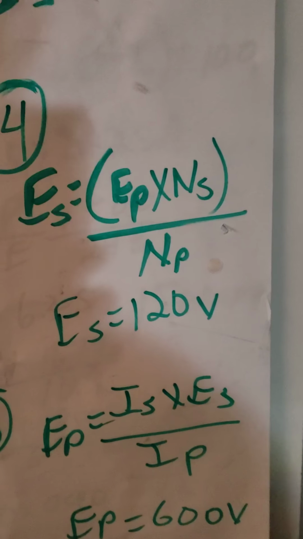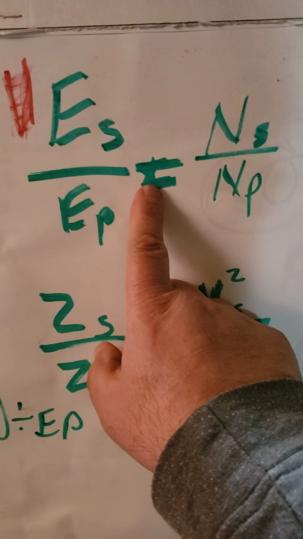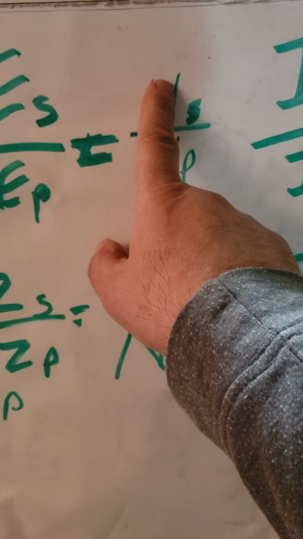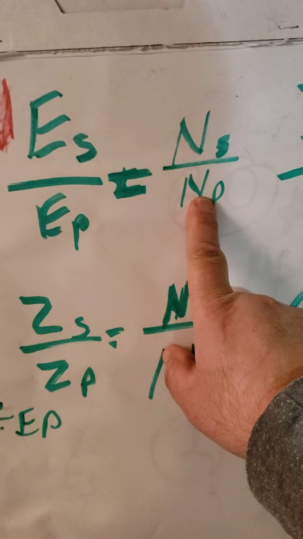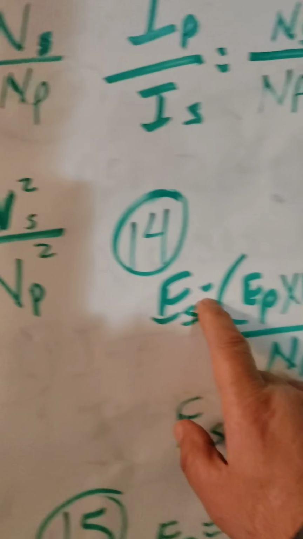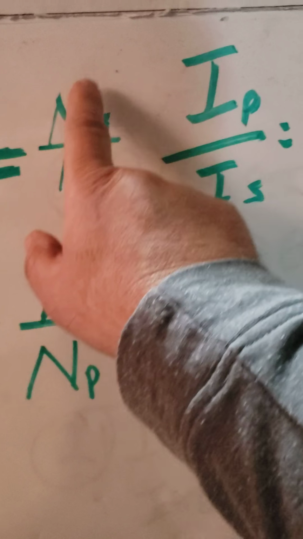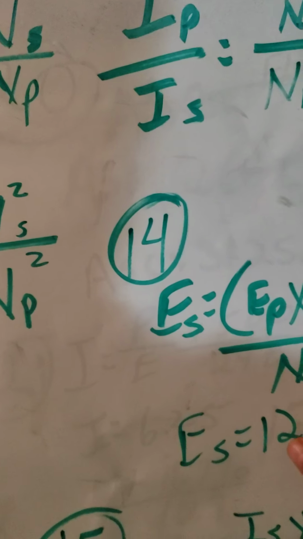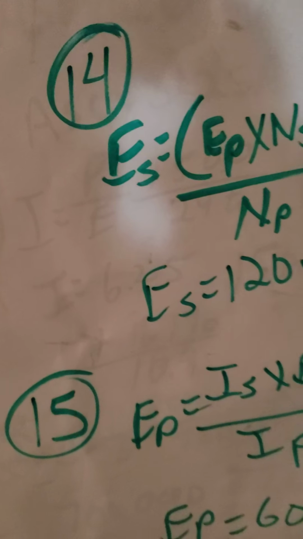Number 14, okay, the formula, using this here, I have EP, I have NS, okay, and I have NP, but I'm trying to find ES on number 14. So I'm going to move the ES to here. Again, it's going from here to here, here to here. There it is, multiply, and I'm dividing. So my ES equals 120.